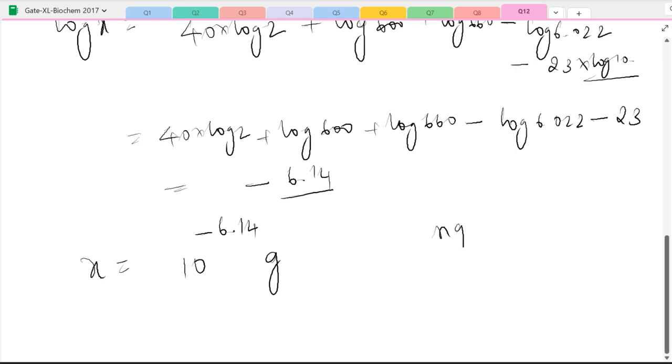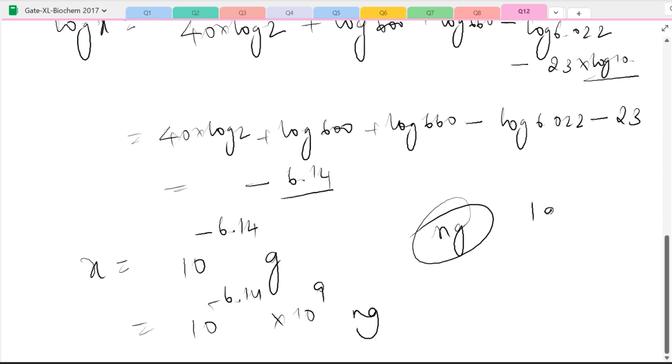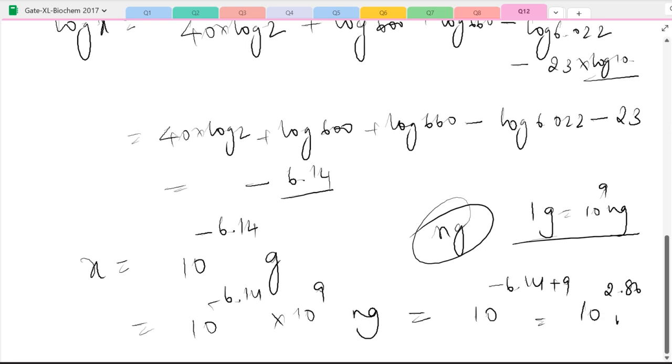And they want the answer in nanograms. So how would you convert this? So it will be 10 power minus 6.14 into 10 power 9 nanograms. Because 1 gram is equal to 10 power 9 nanograms. This we know. So here if you subtract, you will get 10 power minus 6.14 plus 9, that is basic exponential, that will be equal to 10 power 2.86 nanograms.